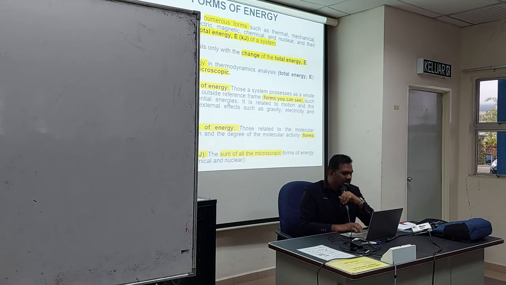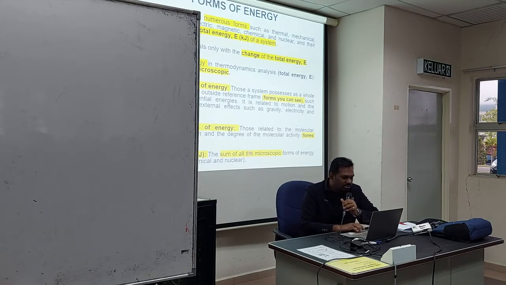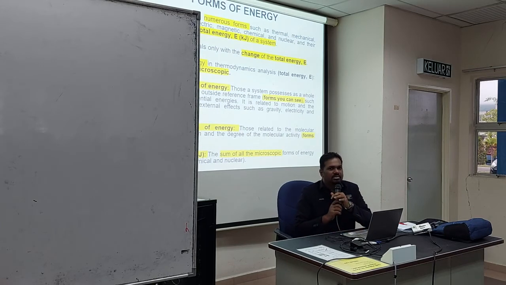Then there's another important term which is internal energy. Internal energy, which we usually denote with the letter U, is the sum of all the microscopic forms of energy. So there are 4 types of microscopic energy in internal energy: sensible, latent, chemical and nuclear. There are a few slides on that. So you add all that together, you get internal energy. There are some studies that need you to measure the internal energy.